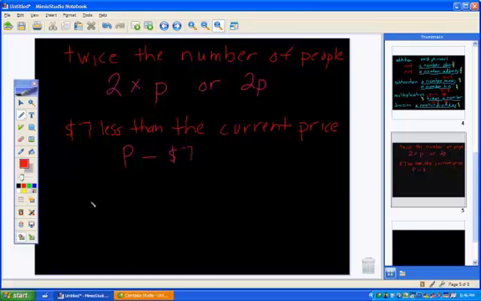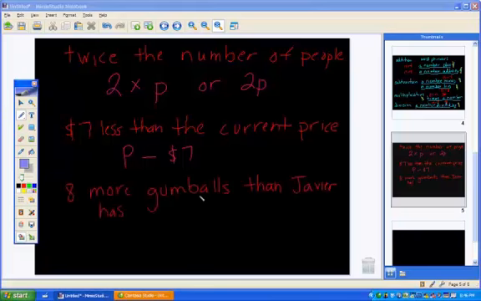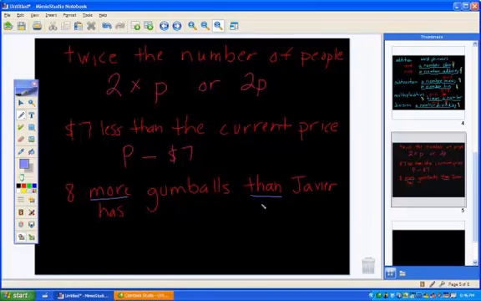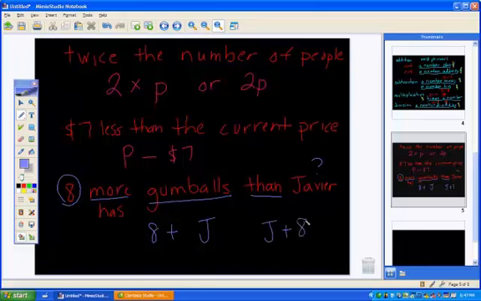Okay, here's another one. 8 more gumballs than Javier has. Okay, let's go through this one in a little more detail. We have more than. We know 8 gumballs, but we don't know what Javier has. So Javier's our unknown, so we're going to have to make him our variable. So he's going to be J. Be a little J or a big J, doesn't really matter, just so you get the idea. 8 more than, so we would do 8 plus Javier, or you could have flipped it to Javier plus 8. It doesn't matter. Either way, it's going to be the same outcome.